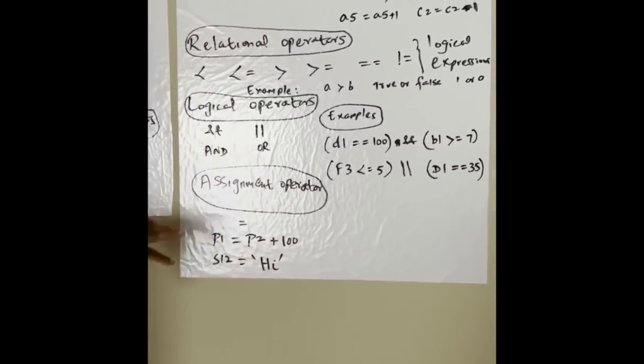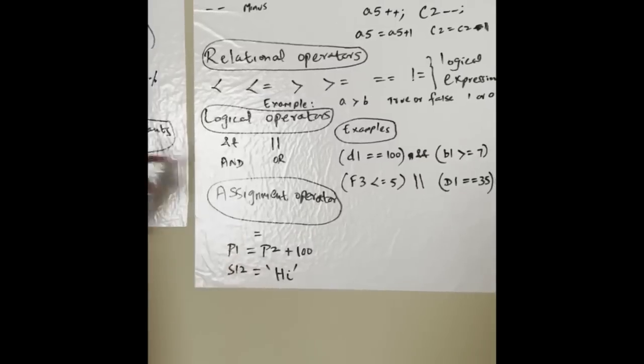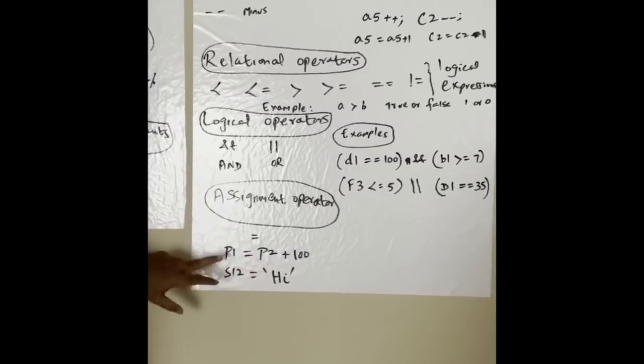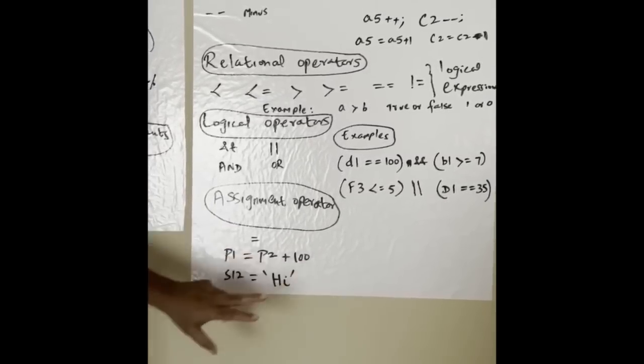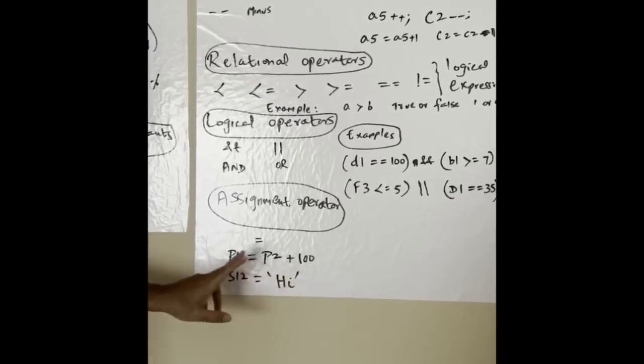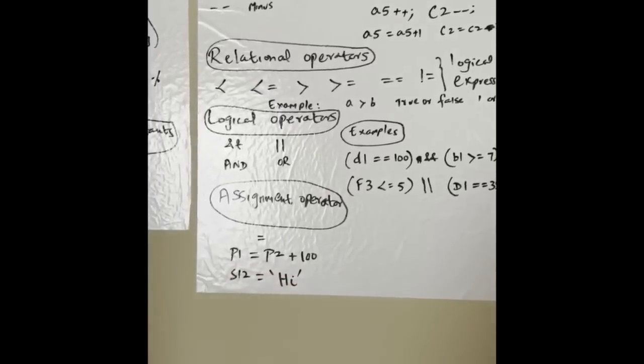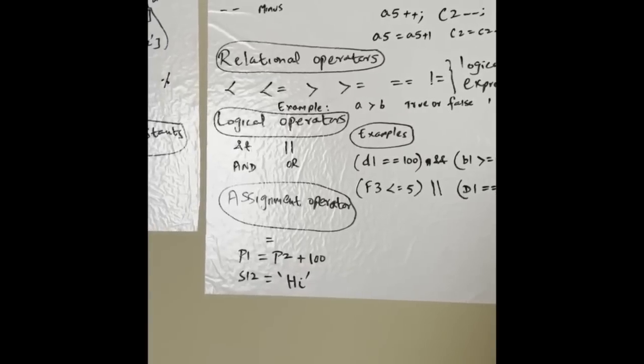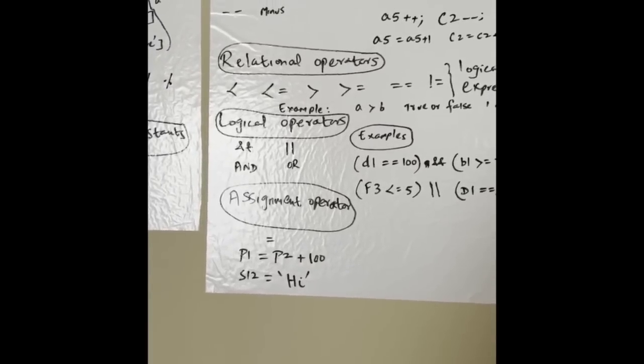And the last operator for now is the assignment operator. We already saw this a little bit. Equal to. P1 equal to P2 plus 100. S12 equal to hi. So this value is assigned to this variable. In this lesson we talked about different operators. We'll discuss more in future lessons.